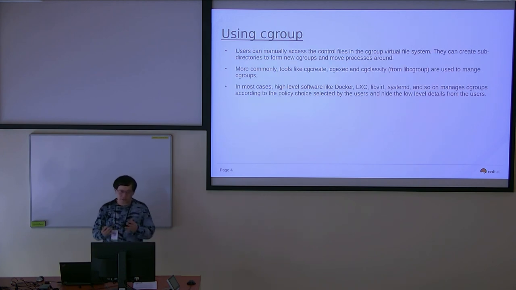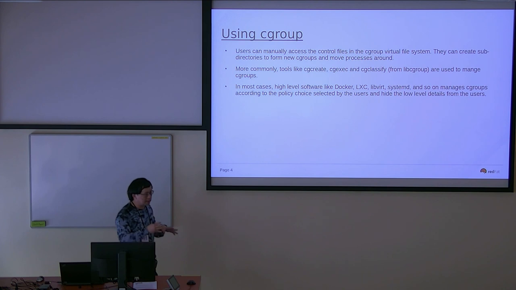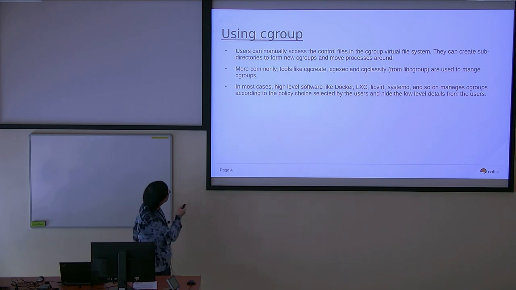So, how can you use cgroup? There are several ways. When you want to play around with cgroup, you can manually create a cgroup subdirectory in the virtual file system to create a new cgroup, and then manually move a process from the root cgroup to another cgroup by echoing the process ID into that cgroup's control file. And in general, people can also use tools like cgcreate, cgexec, etc. to manage cgroups.